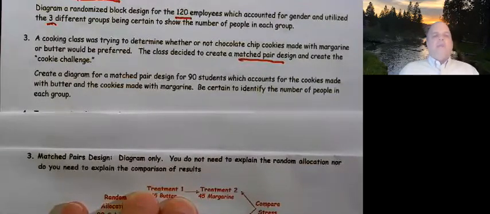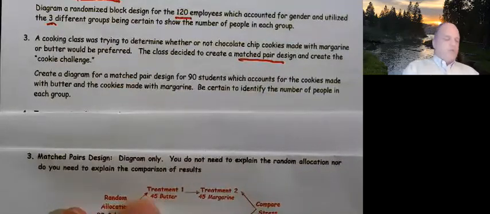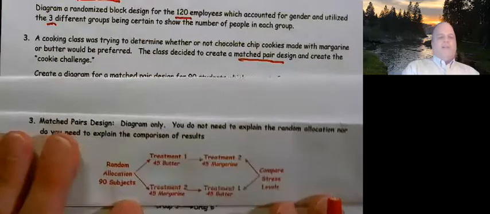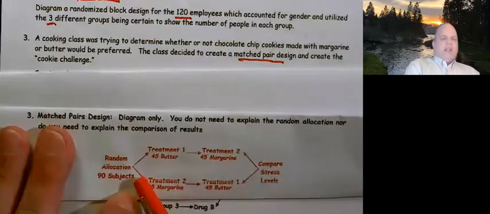So create a diagram for a matched pair design for 90 students, which accounts for the cookies made with butter and the cookies made with margarine. Be certain to identify the number of people in each group. If we have 90 people, we're going to divide it by 2, and we're going to have 45 in each group. So I'm going to start off by randomly allocating the 90 subjects.